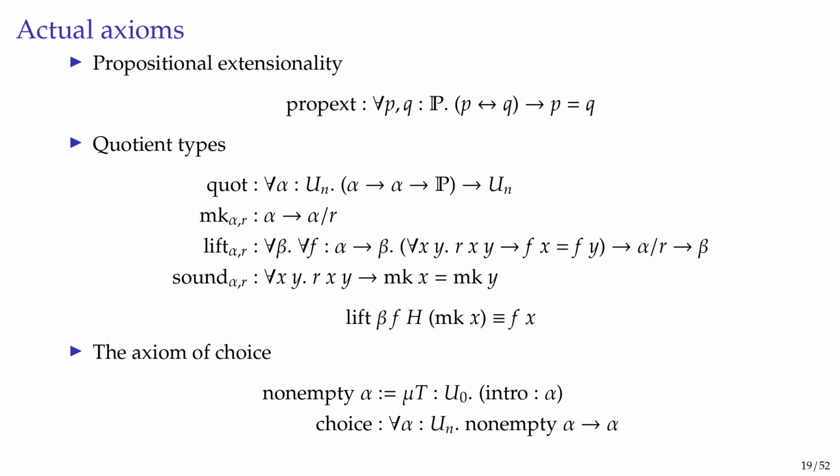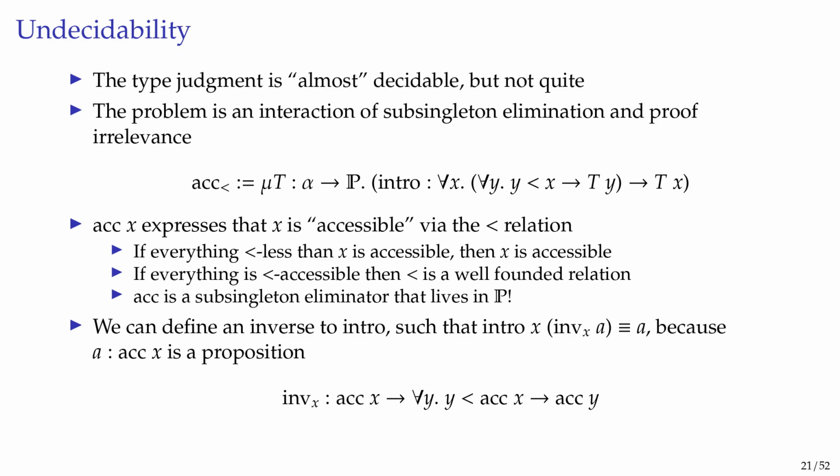Question? Can't you derive things for quotient types from the axiom of choice? You can, again, you can prove everything except for this. You can't derive the computation rule. Yeah. Okay, so I'm going to start speeding up.